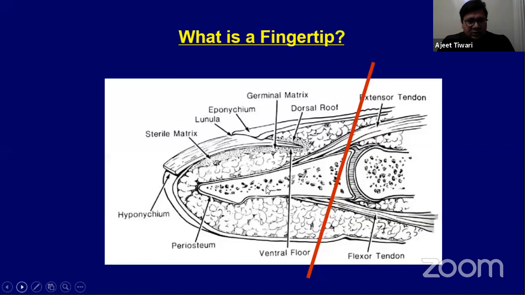If I define the fingertip injuries, the fingertip is basically the part of the finger which is distal to the insertion of the flexor and extensor tendons. That is considered as the fingertip. There are various classifications of fingertip amputations.